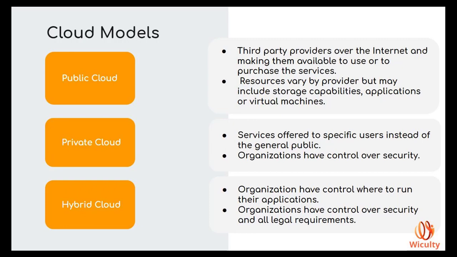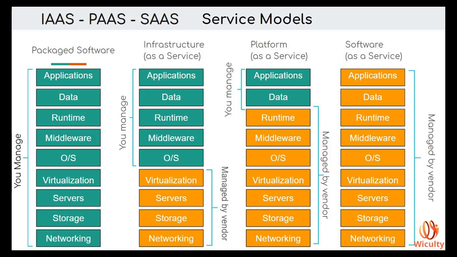In the case of service models, in IaaS, that is infrastructure as a service, we can manage applications, data, runtime, middleware, and the operating systems. In the case of PaaS, that is platform as a service, we can only manage the applications as well as the data. If we talk about SaaS, that is software as a service, we have to manage only the applications, and the rest of the things are managed by Azure.